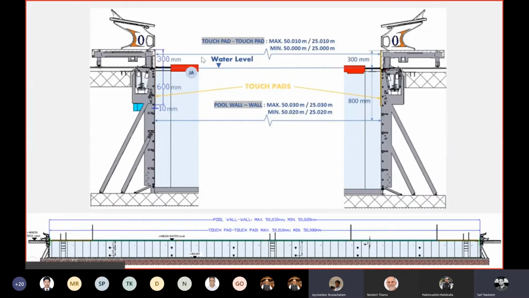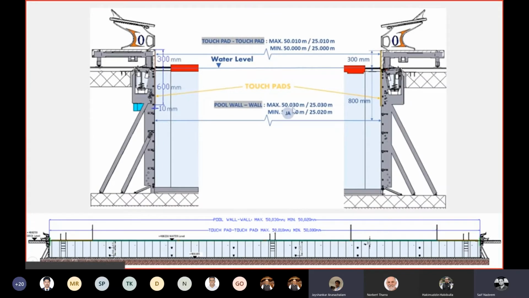The 50-meter pool is actually a maximum of 50.010 between the touch panels or touch pads, as it is written. I will explain what the touch pads are later. The minimum is 50.00. Similarly, for a short course it is 25.010 and 25 meters. Between wall to wall, the 50-meter becomes a maximum of 50.030 and a minimum of 50.020. Similarly, for a 25-meter pool it becomes 25.030 to 25.020. So this is the dimensional tolerance of the pool.